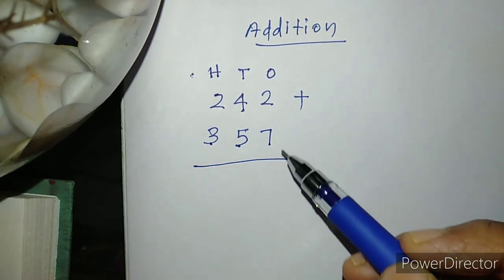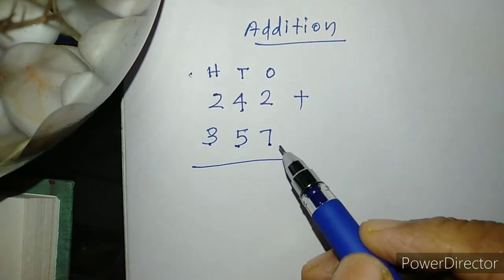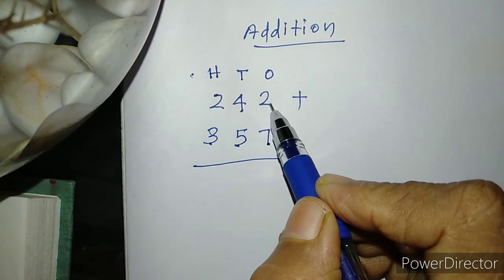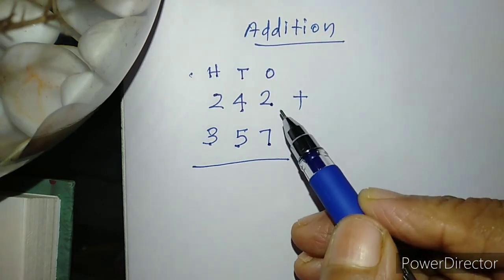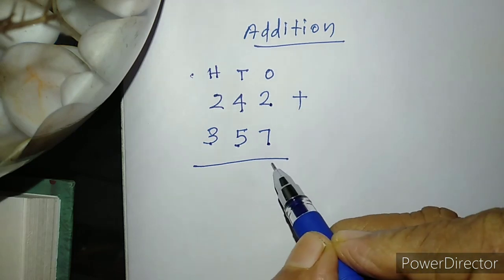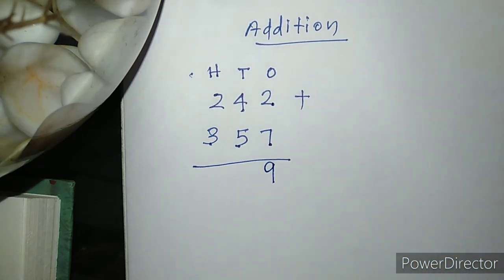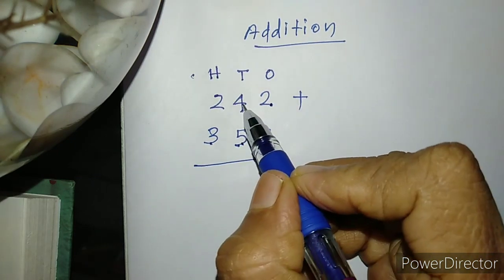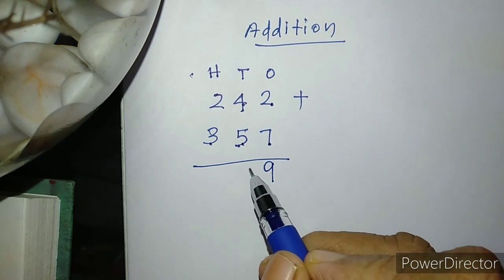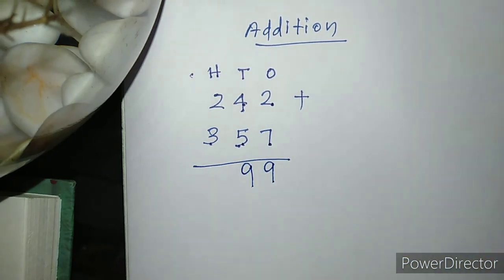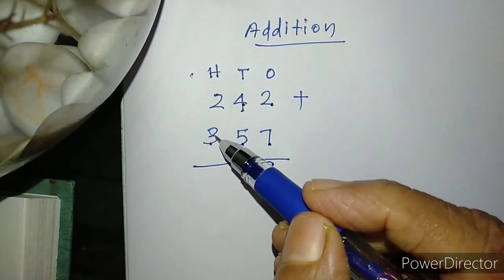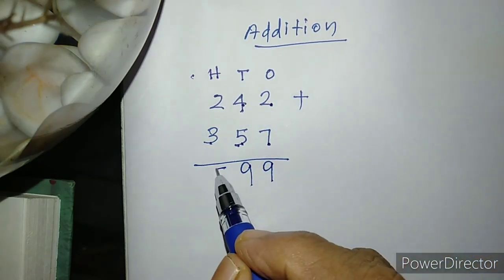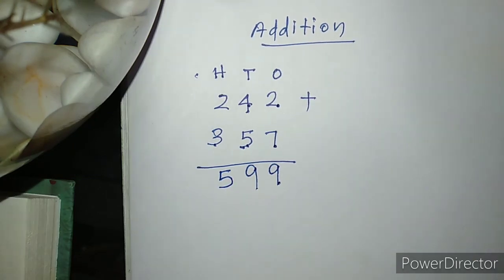Let's add ones first. 7 plus 2. 7 ones plus 2 ones is equal to 9. 5 tens plus 4 tens is equal to 9 tens. 3 hundreds plus 2 hundreds is equal to 5 hundreds.